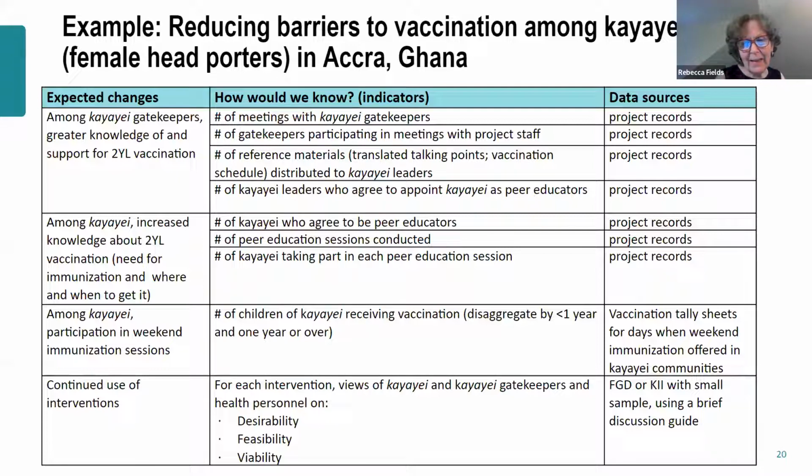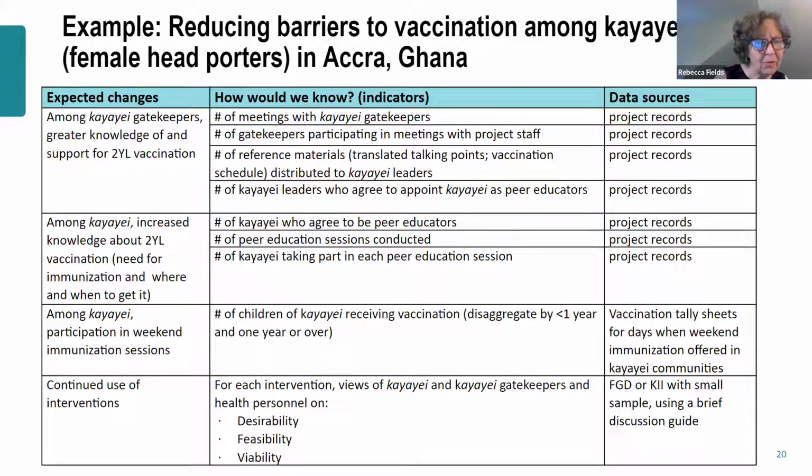And also, as it happened, this intervention was being carried out right about the same time that the first wave of the COVID-19 pandemic hit. And so that really did complicate some of our intentions for this activity. But with that said, I just wanted to point out some of the ways in which we approached monitoring and evaluation.